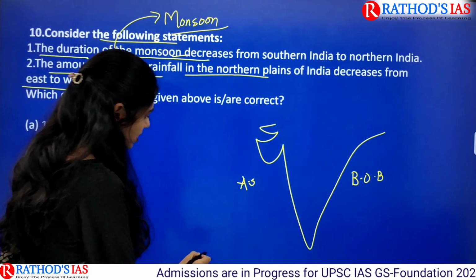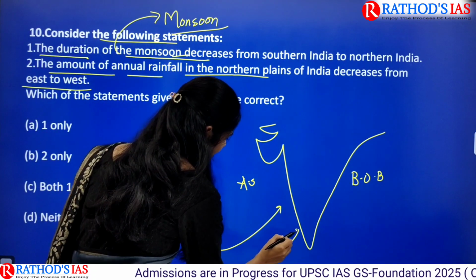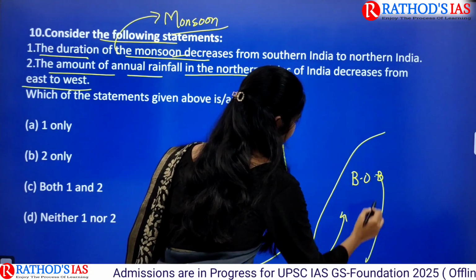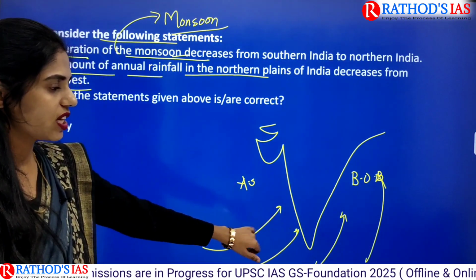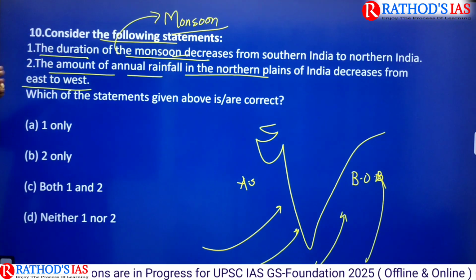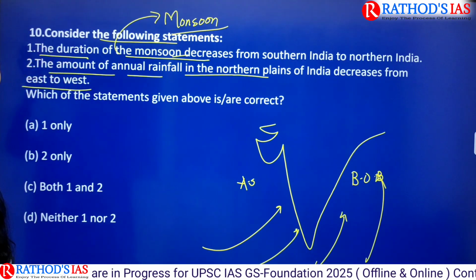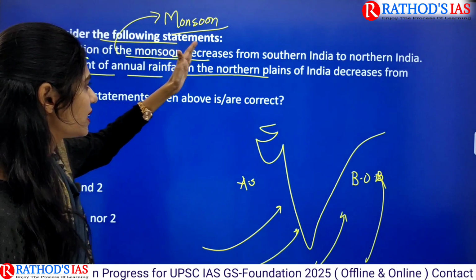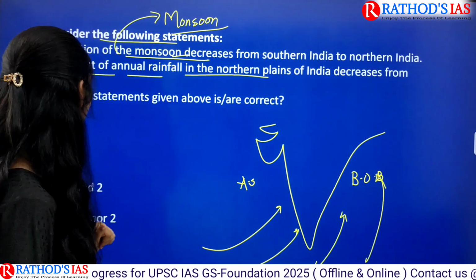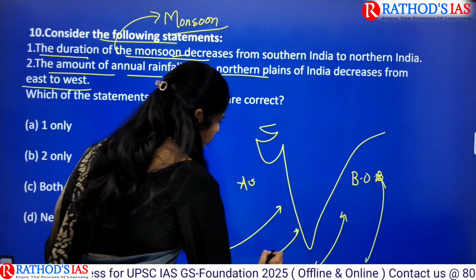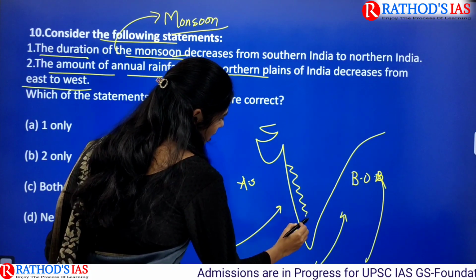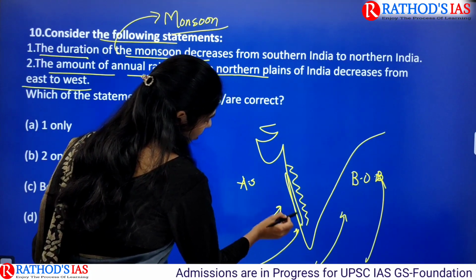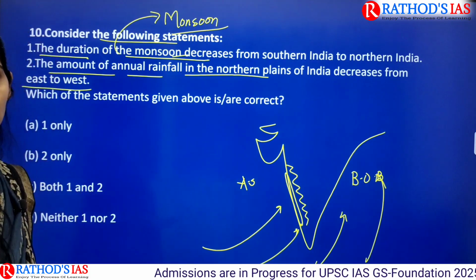Okay, so monsoon winds will be entering into India, and there will be a division into two branches, the Arabian Sea branch and the Bay of Bengal branch. Now let us see the first statement, that the duration of monsoon decreases from southern India to northern India. So whenever this Arabian Sea branch hits the Western Ghats, on the western coast it will cause severe, very heavy rainfall.